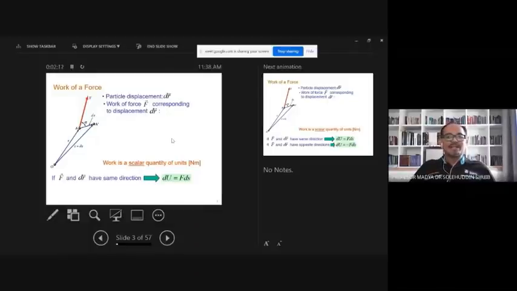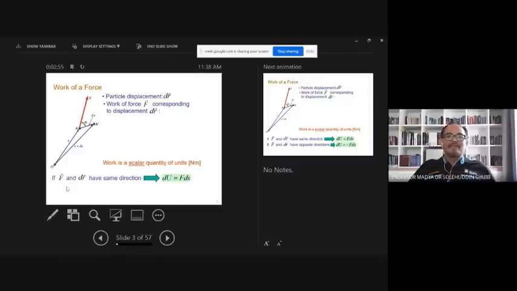Now we want to look at the direction of it. Look here, we have force, we have dr. If F and dr are in the same direction, we can write dU equal to F ds. U is work done, force times distance. So dU equals F times ds.